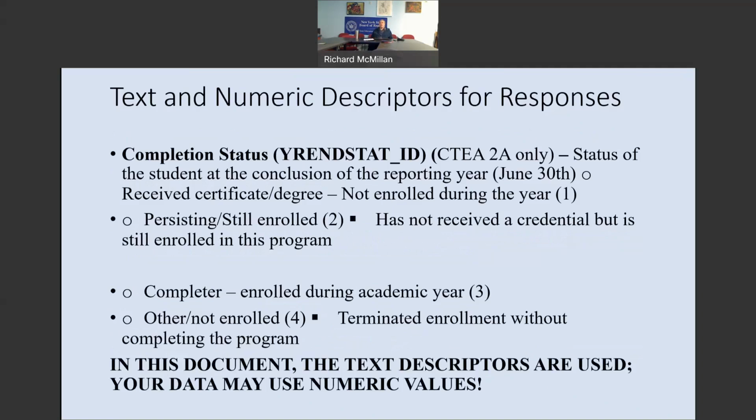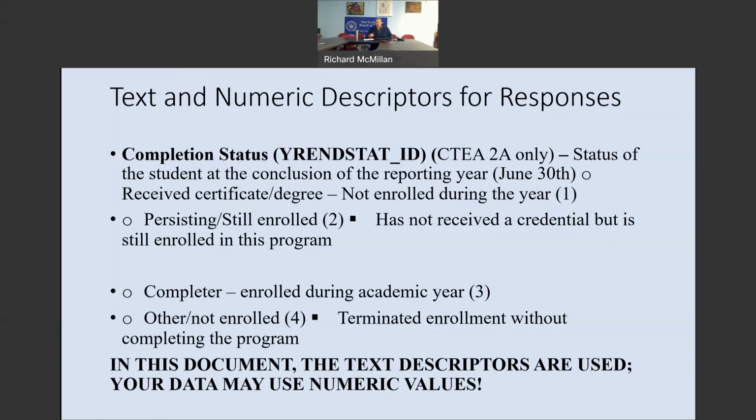Now, completion status for CTEA 2A only would be the status of the student at the conclusion of the reporting year, June 30th. Received certificate or degree, not enrolled during the year, would be number 1. Persisting, still enrolled, number 2. That would be has not received a credential, but is still enrolled in the program. Completer, enrolled during the academic year, coded number 3. And then other, not enrolled, coded number 4. That means terminated enrollment without completing the program. In this document, the text descriptors are used, and your data may use numeric values.